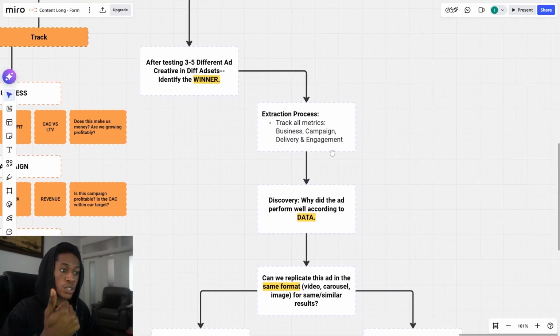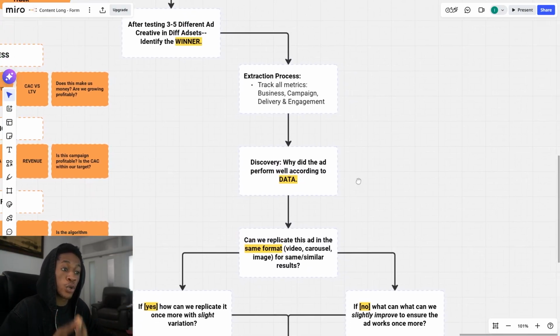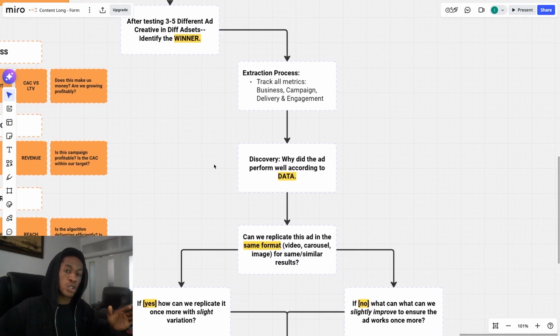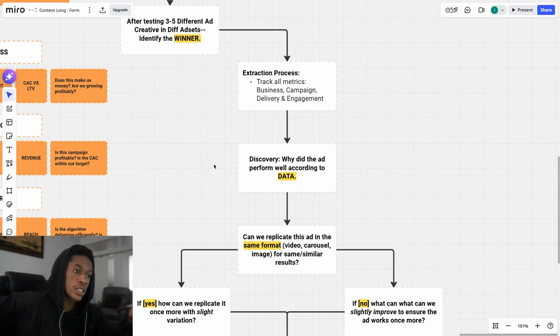Once we track all this, we do a discovery because we need to run a case study. Why did the ad perform well according to the data? Once again, we don't just look at a video and think, okay, it was the lighting in this video that made the ad do well. Yes, obviously the creative format, the video, the picture is important, it's significant, but it does not necessarily mean that people bought. There are a lot of ads that are visually less appealing but do significantly better, not because of the way they look, but because of what they're trying to represent, the concept behind it, right?